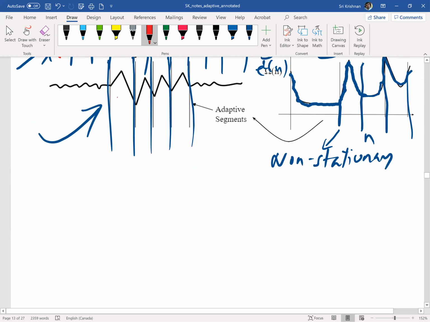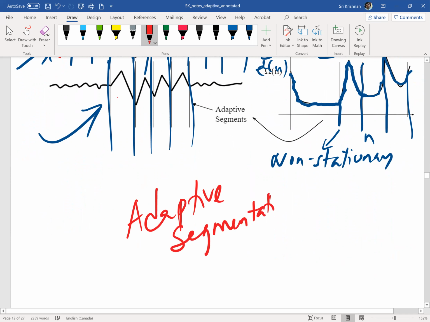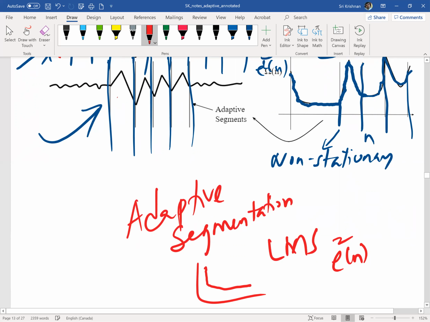So it's basically an offshoot. Adaptive segmentation is basically an offshoot of the adaptive filtering techniques like LMS in this specific example, where in LMS we have the flexibility to monitor the error function e(n). All I'm doing is monitoring the error square function, and we know the error square function, if the process is stationary, should remain stable for some time. The moment there is a non-stationary point, it will start to shoot up again and come back down and shoot.